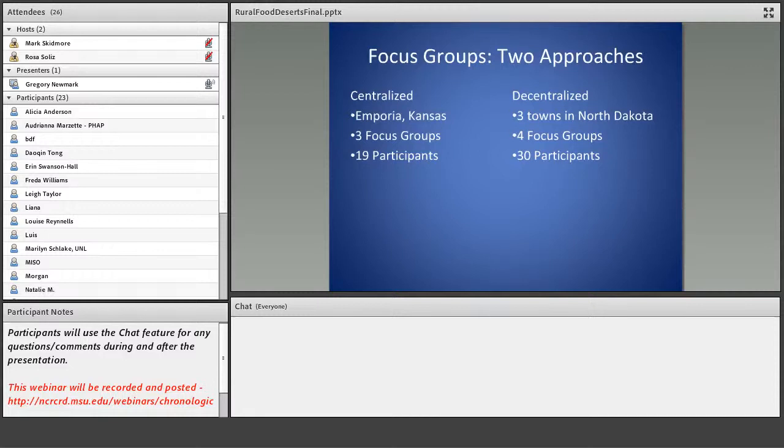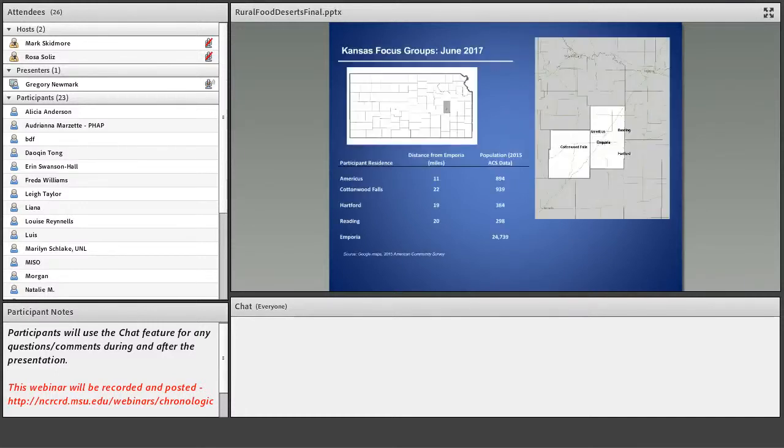So we did kind of two different approaches to focus groups. Here in Kansas, we conducted all of the focus groups in Emporia, Kansas, and had people from rural areas come in. And in North Dakota, we went out to small towns for the focus groups. And so here's just some data about the Kansas focus group.